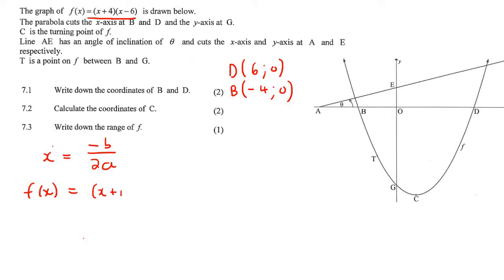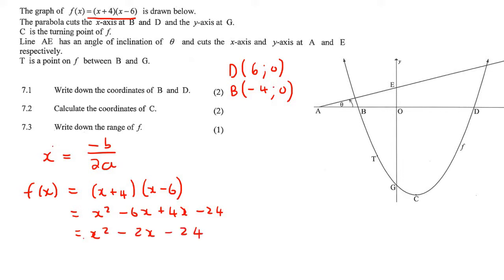So let's go multiply that together. So that's going to give us x squared minus 6x plus 4x minus 24. Then I can just neaten that up to become x squared minus 2x minus 24. And now I know what my a, b, and c are. So we can say that x is equal to minus b, so that's going to be minus, and then b is minus 2, over 2a. And so a is just equal to 1. So if you work this out, it's going to be 2 divided by 2, which is 1.